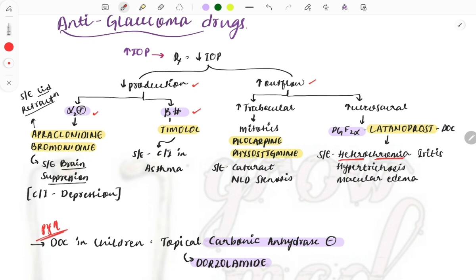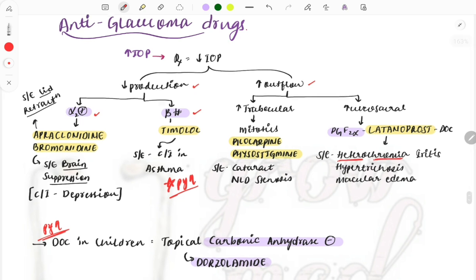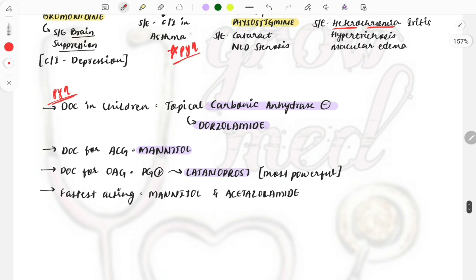Then timolol's side effect is asthma, and it is asked multiple times. So this one is a PYQ. Then to increase the outflow, we will be using pilocarpine, physostigmine, latanoprost, and the particular side effects which are seen with these drugs. Then drug of choice, these are the various one-liners asked in relation with these glaucoma drugs.